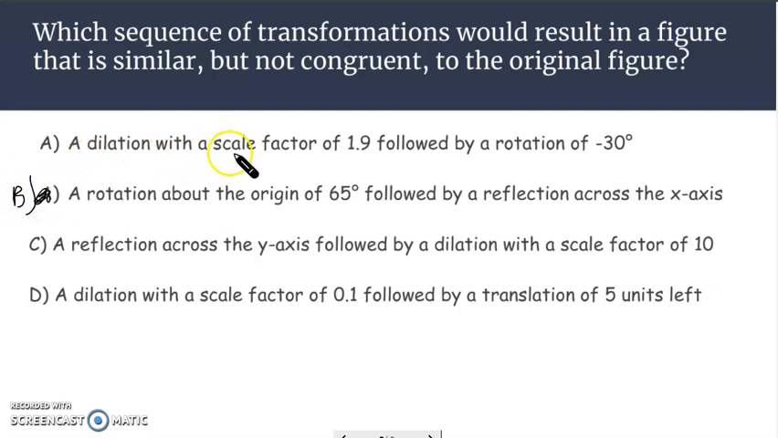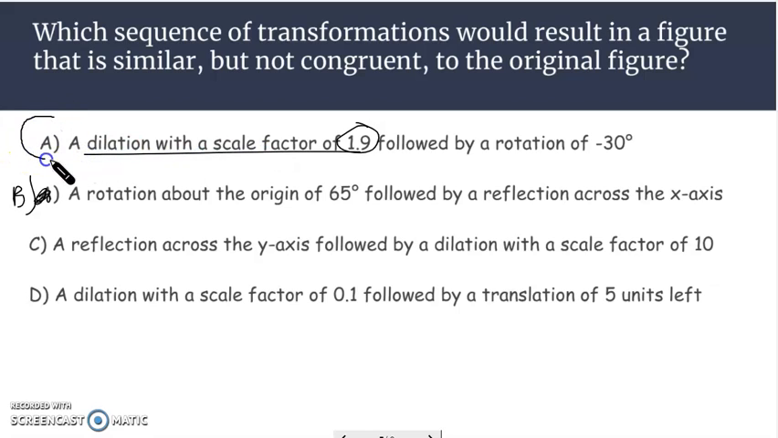All right, a dilation with a scale factor of 1.9 followed by a rotation of -30 degrees. Rotating an object doesn't change the size of it. It simply moves it. However, with the dilation of 1.9, the object got bigger. In fact, looking for that phrase, dilation with a scale factor, that is going to make this work. We would have two figures that are similar. That means they're the same shape but not the same size. Similar but not congruent.